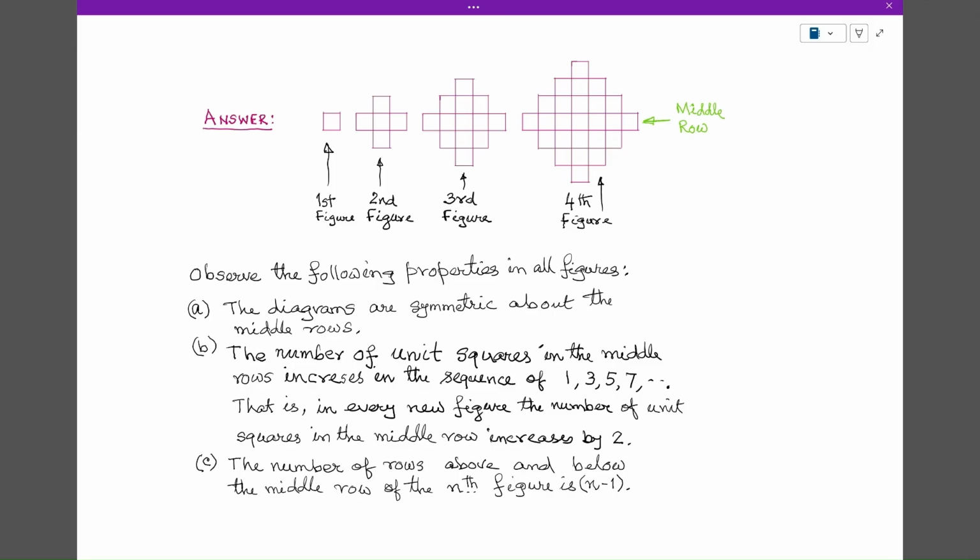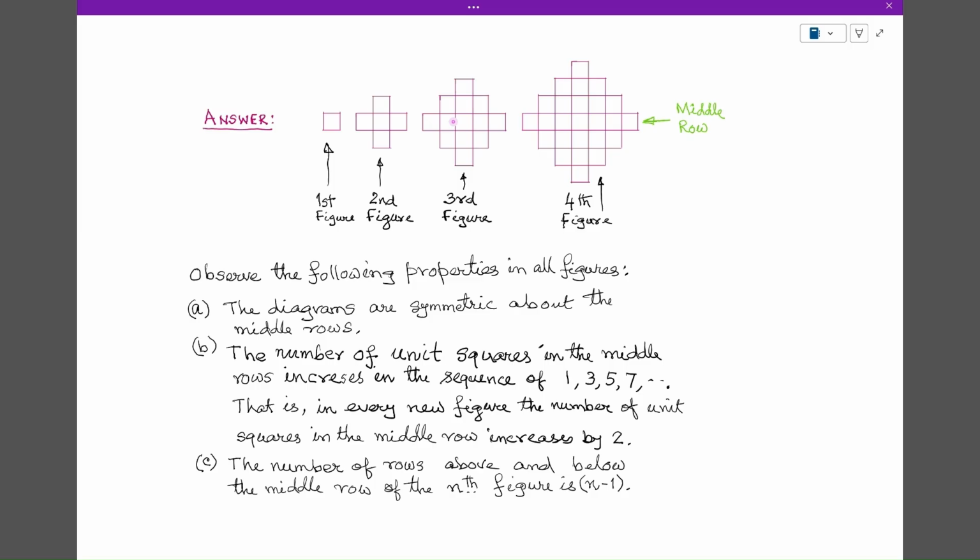In the first figure, there is only one small square. Let us call it unit square. And in the second, there is a middle row which contains 3 squares, and before that there is one square here, one square here.